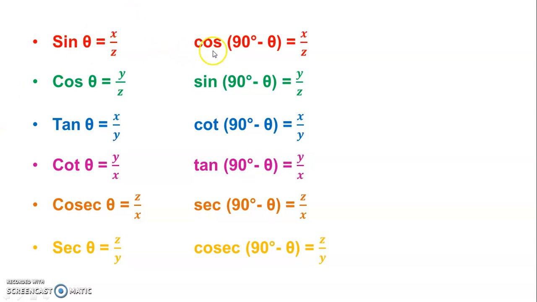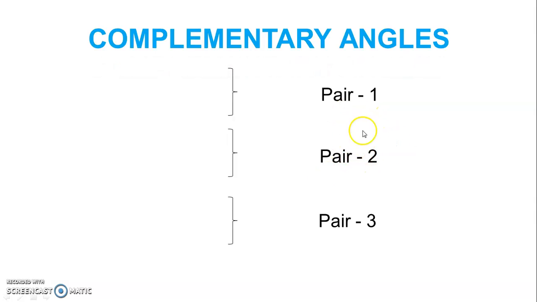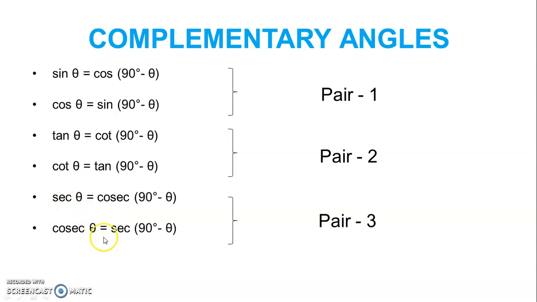Hence, sine is a complementary angle of cos. Cos is a complementary angle of sine. Tan is a complementary angle of cot. Cot is a complementary angle of tan. Cosecant is a complementary angle of secant. And secant is a complementary angle of cosecant. So from this we have three complementary angle pairs: sine and cos pair, tan and cot pair, secant and cosecant pair.